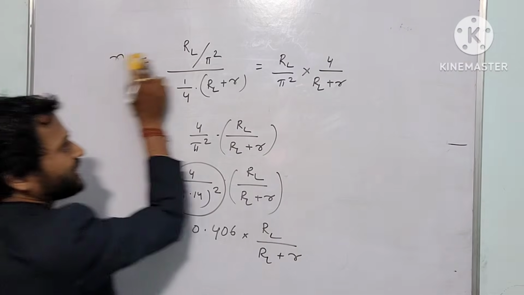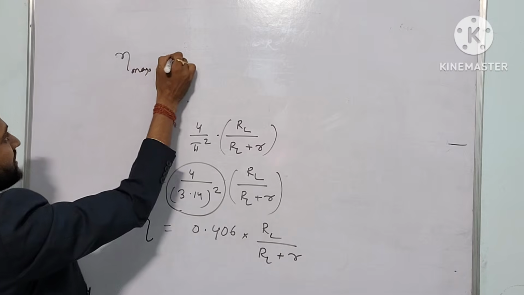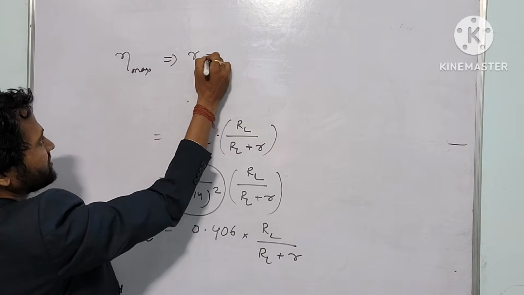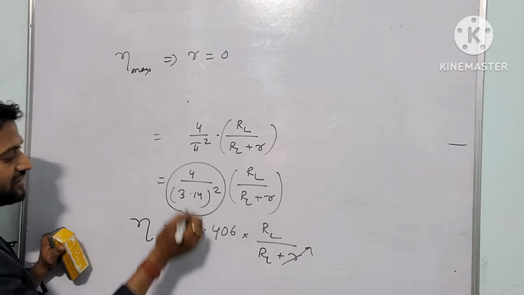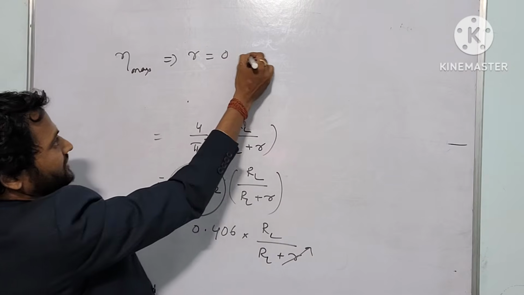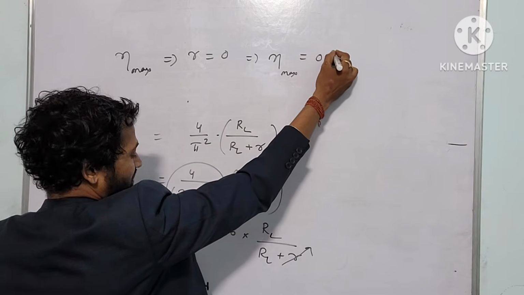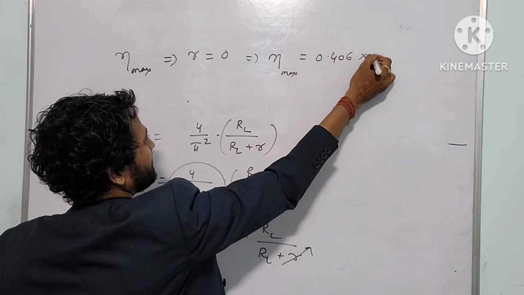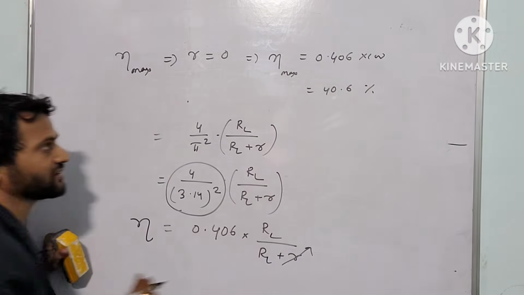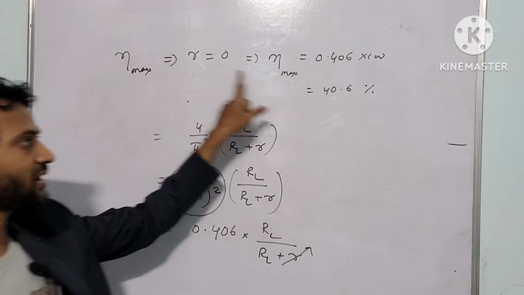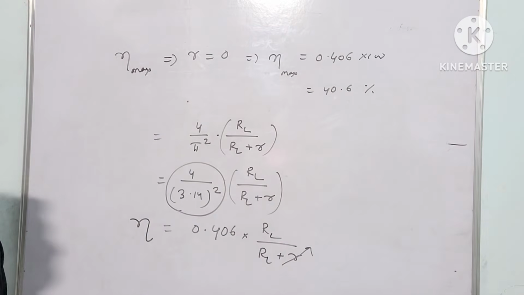Now to get the maximum efficiency, we can consider the diode resistance to be 0. Let the diode resistance be 0, then RL will be cancelled. Then what is the maximum efficiency? Tell me. 0.406 into 100, so it will be 40.6%. So the maximum efficiency of a half wave rectifier is 40.6%.